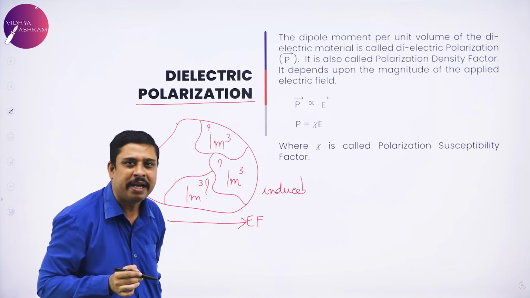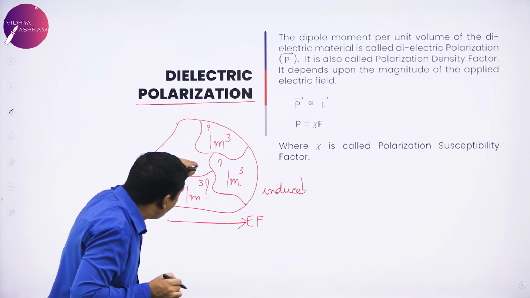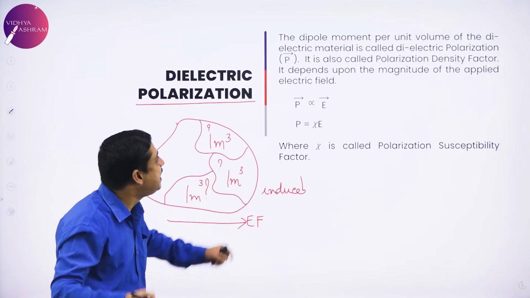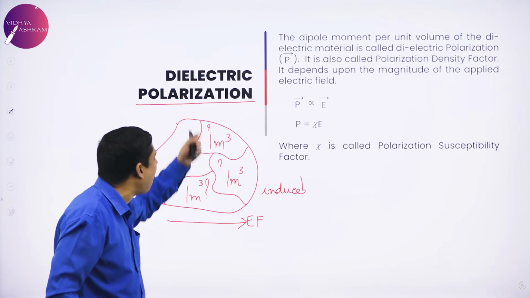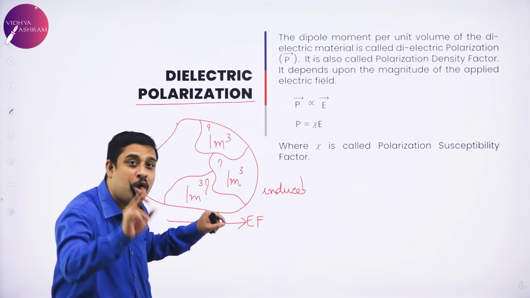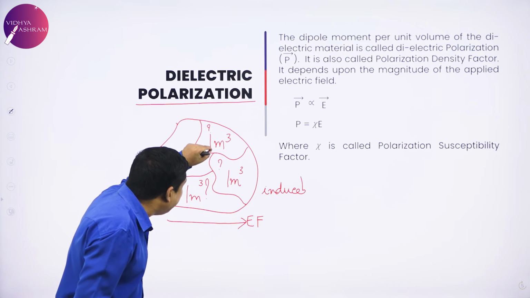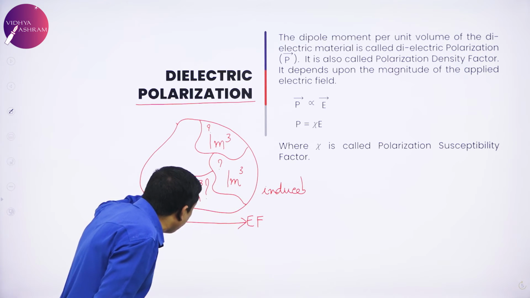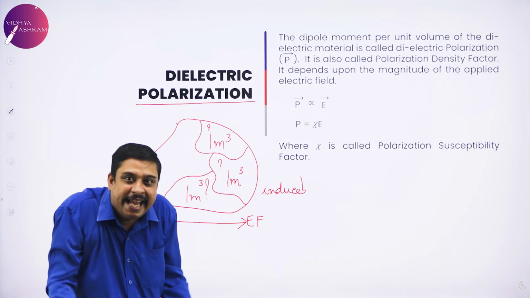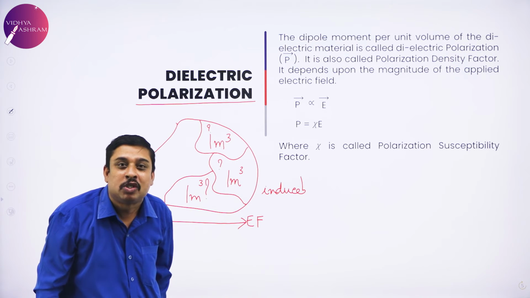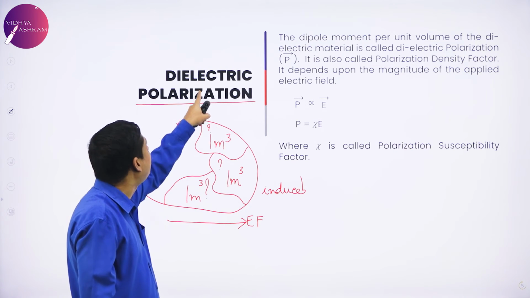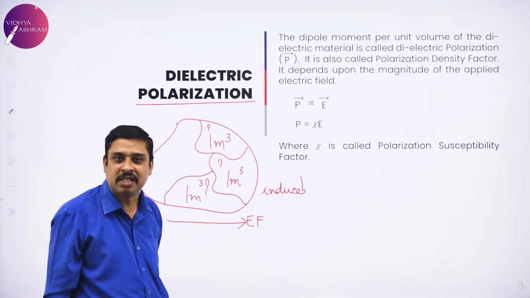Rotation means dipole moment. Per unit volume of this material, how much dipole moment is induced, that itself is called dielectric polarization. I have restricted the dipole moment to the unit volume of the material. I am not considering the dipole moment in the entire region. I have restricted it to a certain space, what I have called unit volume. And that itself is called dielectric polarization.